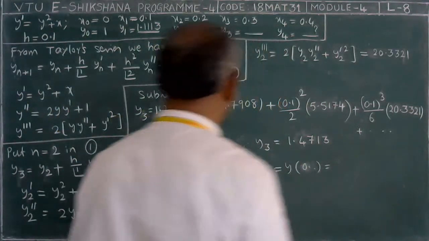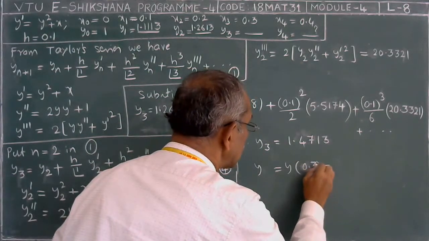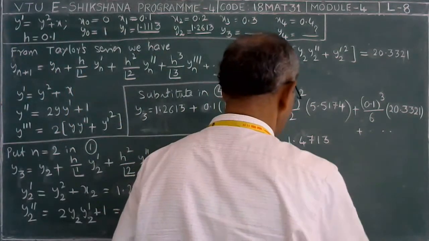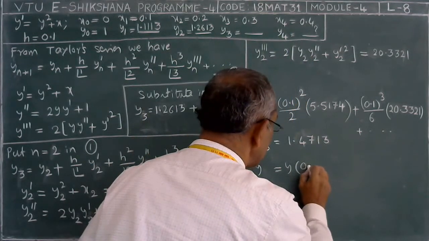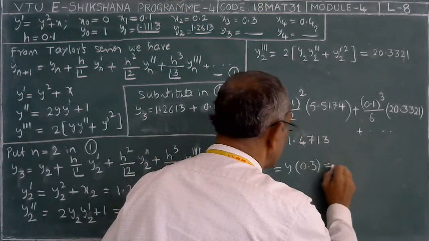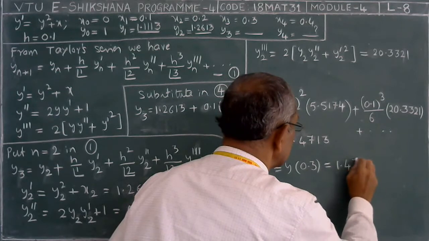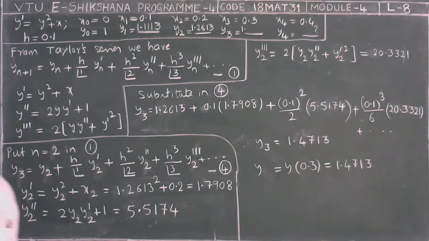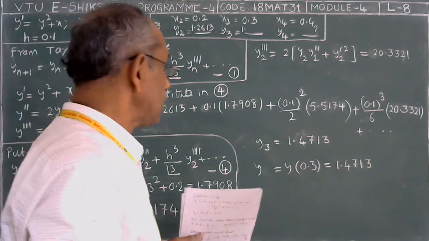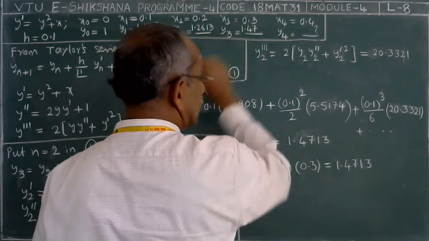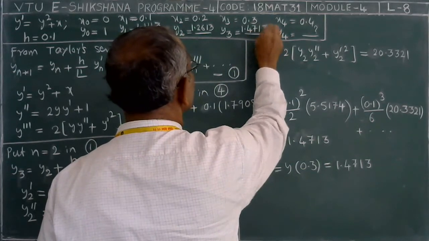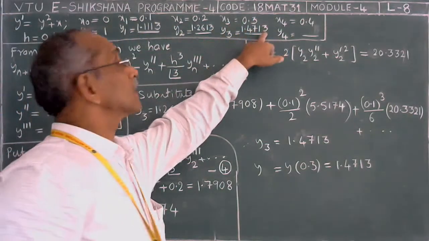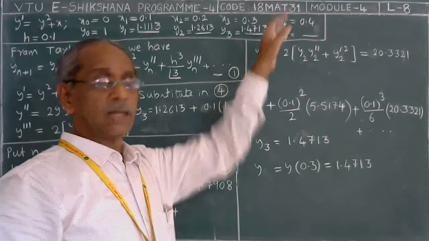1.4713. So y at x equal to 0.3 is equal to 1.4713. So I got the value of y at x equal to 0.3 by the Taylor series method as 1.4713. So now I have to calculate y using these values by using the Adams-Bashforth predictor corrector formula.